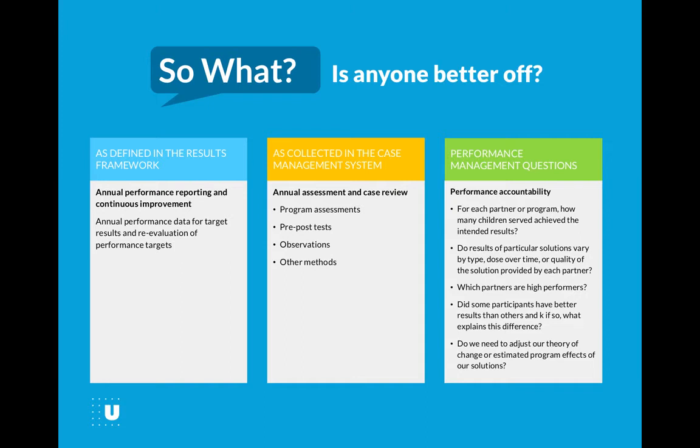Performance managers can use these case management data to understand whether an initiative is staying true to its results framework based on what it's achieving for participants. For example, if the results framework identified kindergarten readiness as an indicator of progress toward their results, performance managers should use case management data to ask how many children who received home visiting were ready for kindergarten, and why were some children who received home visiting more ready for kindergarten than others.